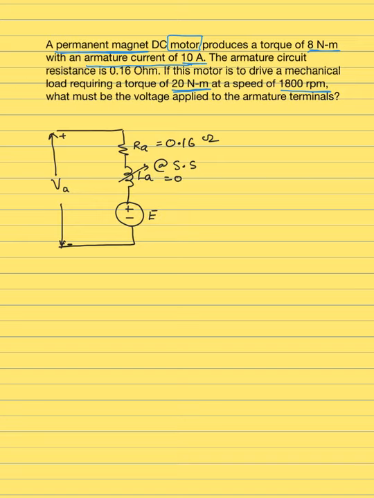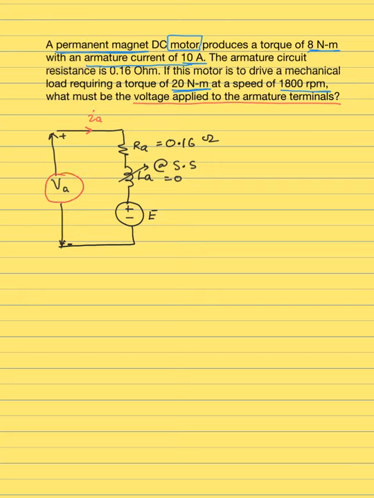The most important thing is the direction of the current. In the case of a motor, the motor draws current from the armature terminals into the motor. That's the direction of the armature current. And what are we looking for? We're looking for the voltage applied to the armature terminals. So this is the question to solve: VA.